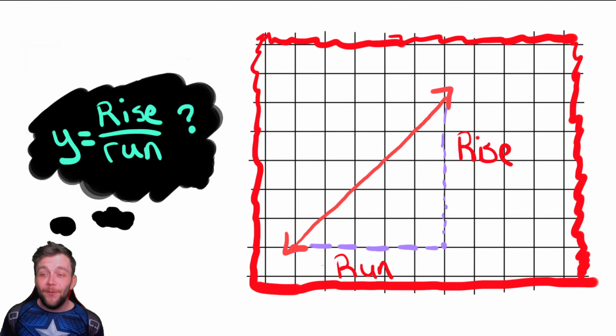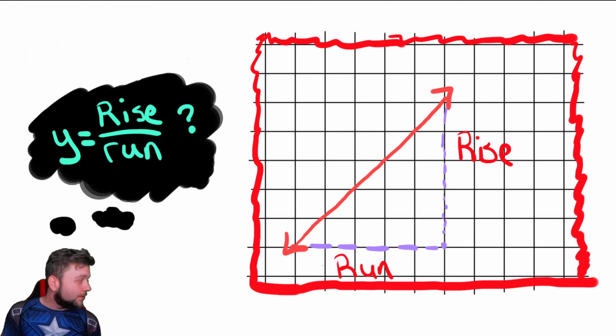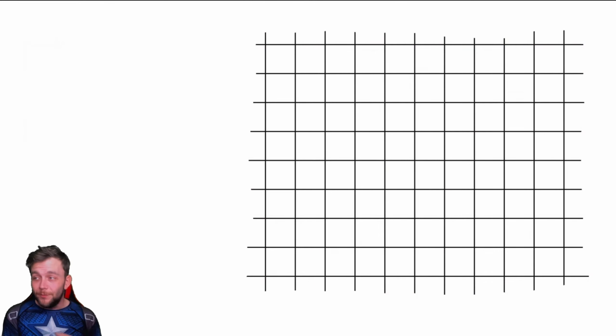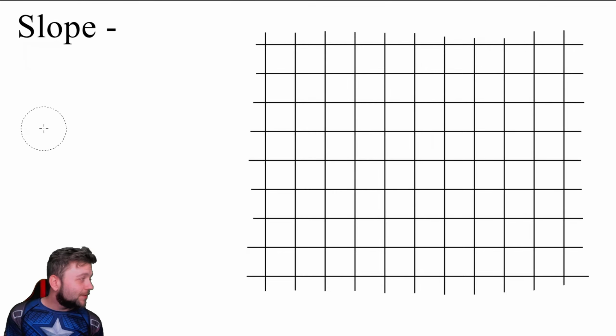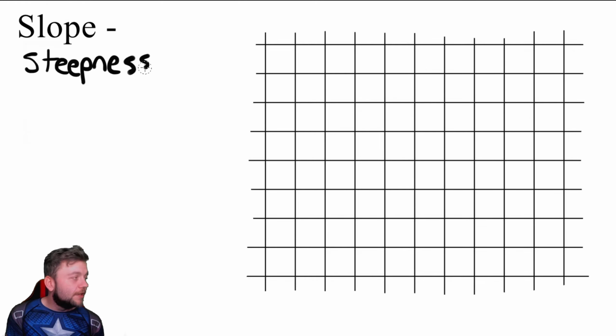As you can see, I have my whole little rise and run and a little graph drawn up, but let's go in and define what slope is, the word definition of slope. So we will clear this off. So let's talk a little bit more about slope. So let's define slope. What is it? And I'm just going to write this out. It is the steepness of a line.